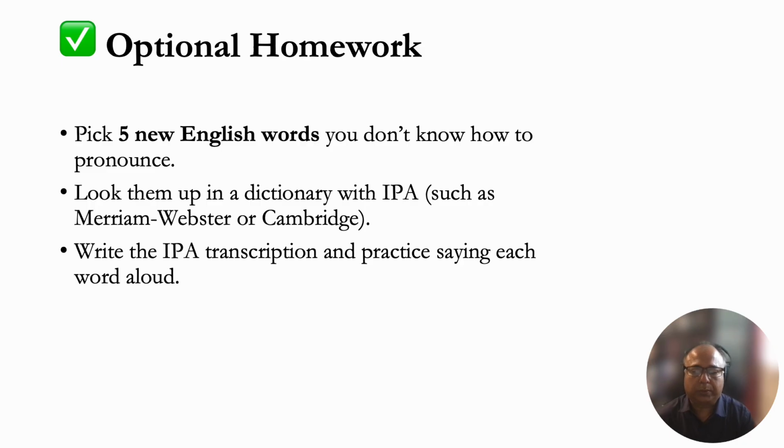If you wish to do it, I think that's great. So pick 5 new English words, read something in English, and see if you find a couple of words very difficult to pronounce. Look them up in a dictionary with IPA. And I've given you 2 examples, but there are others too. Merriam-Webster is my favorite. There's Cambridge Dictionary also. And try to write the IPA transcription and practice saying each word aloud.